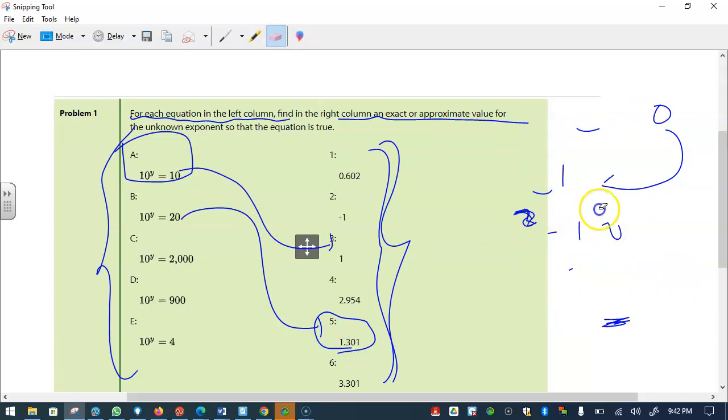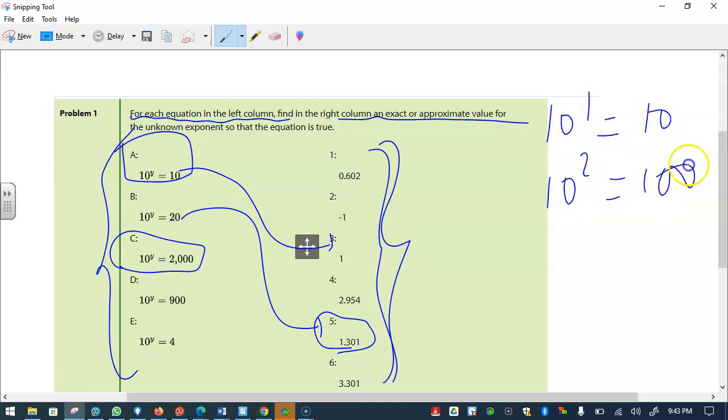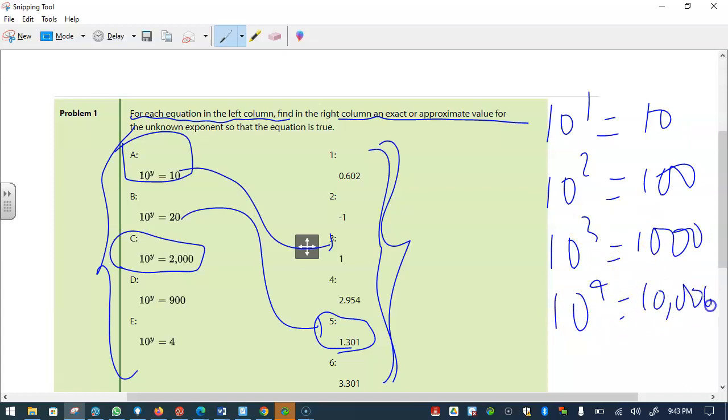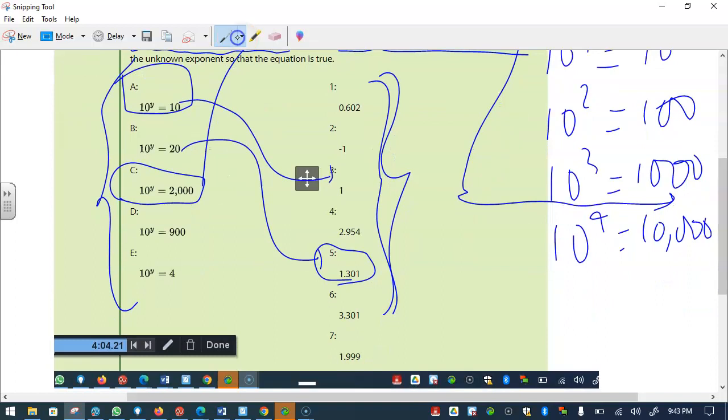They ask what number y should be. So when you multiply 10 by itself to get 2000, right? Of course, 10 raised to 1 is 10, 10 raised to 2 is 100, 10 raised to 3 is 1000, and 10 raised to 4 is 10,000, right? So the number that was given, 2000, will be inside here.